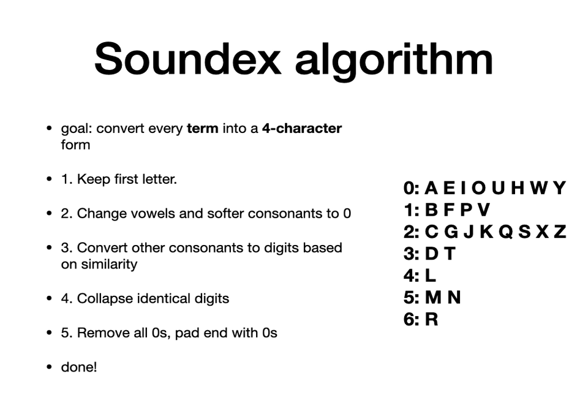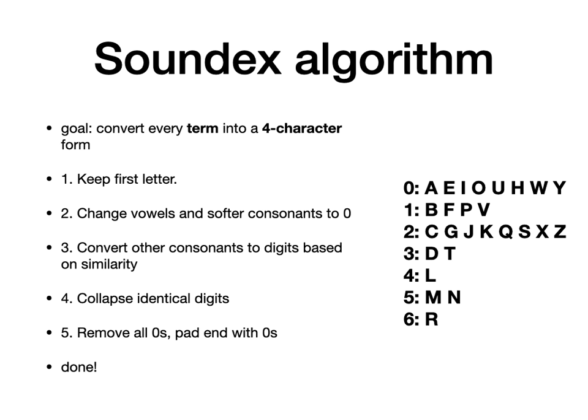D and T, L is on its own, M and N are very clearly connected, R is off on its own in this particular Soundex algorithm, right? So the idea is you've converted everything into these clumps of digits that are related to one another. And then you collapse them.